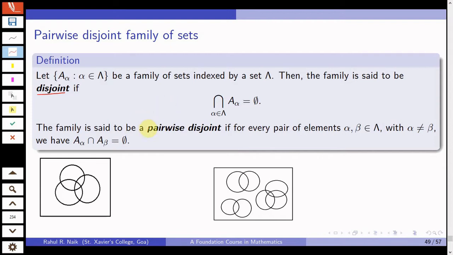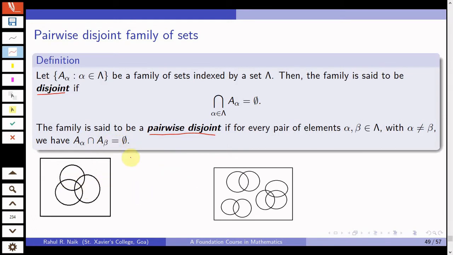Further, it is said to be pairwise disjoint if every pair in this family is disjoint. Every distinct pair in this given family is disjoint. So that is the same as saying for any alpha and beta in the index set capital lambda, with the condition that alpha is not equal to beta, that should imply that A alpha intersection A beta is empty.